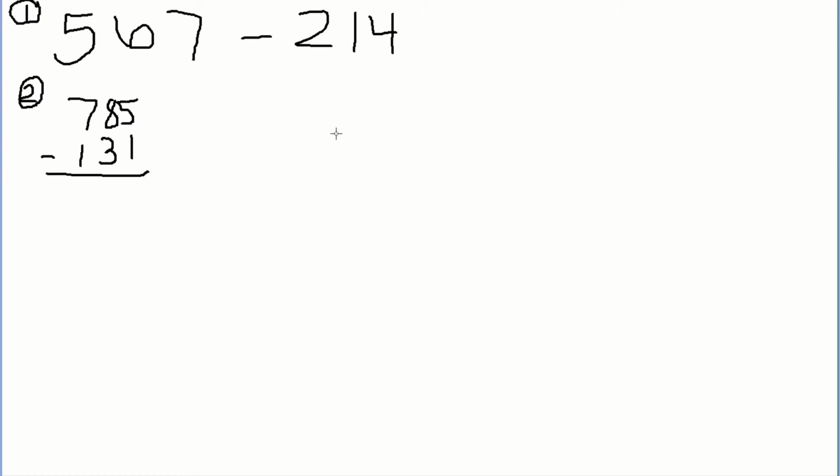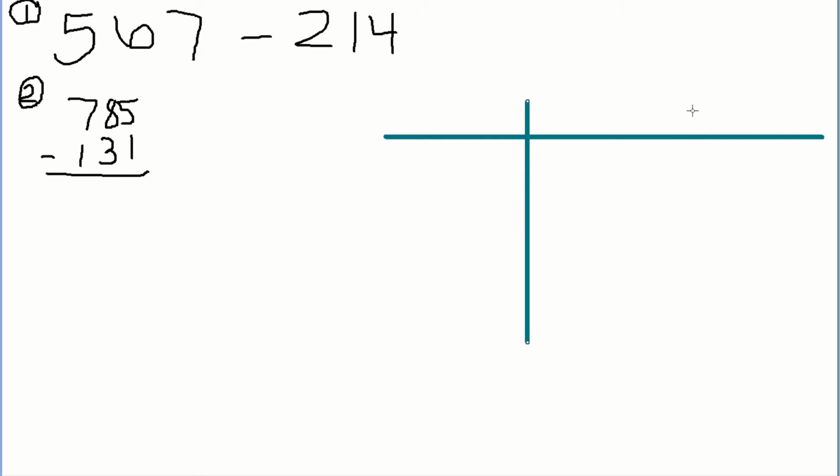The first thing we're going to do is go ahead and get our HTO chart. That's the first thing we're going to do. H, T, O. And we know that O stands for ones, T stands for tens, H stands for hundreds. Very, very easy. We can easily remember that.